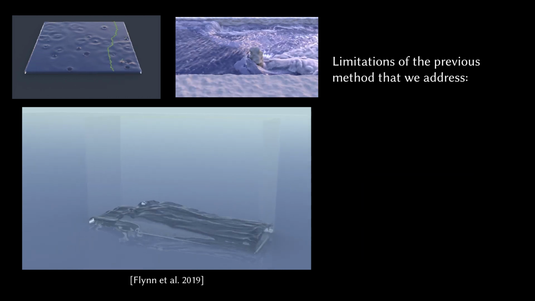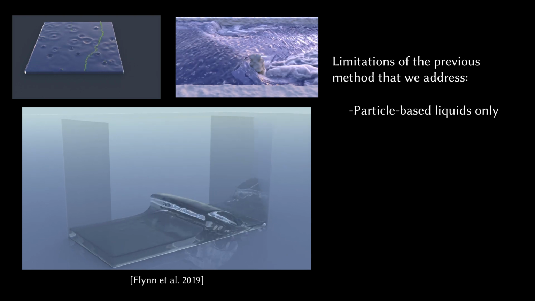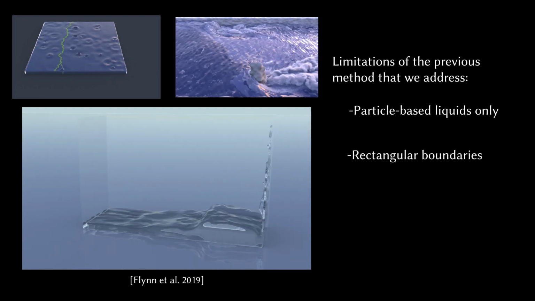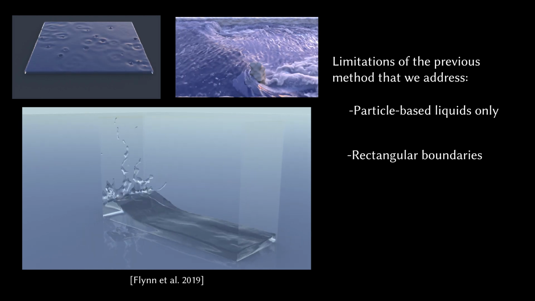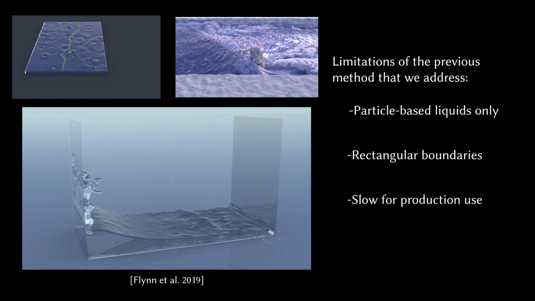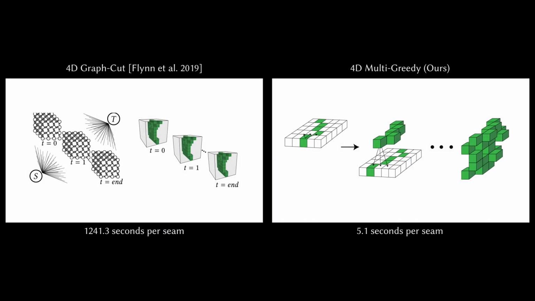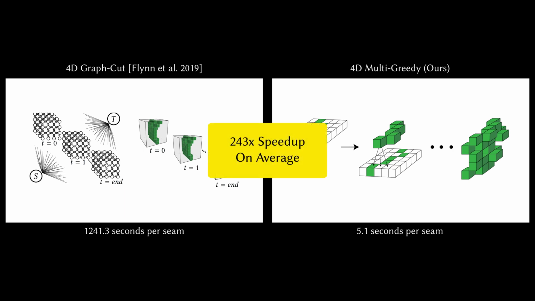It only supported particle-based FLIP liquids, and because it was built on image-based techniques, it inherited the assumption of rectangular boundaries. Furthermore, its graph-cut-based seam computations were slow in retargeting production-quality data. What if an artist needs to intelligently resize smoke or fire, and what if that data does not follow a rectangular path? These scenarios would be difficult or impossible using previous methods, but with our new approach, we eliminate each of these restrictions. We also provide a greedy seam computation method that is orders of magnitude faster than the previous approach, without sacrificing visual quality.